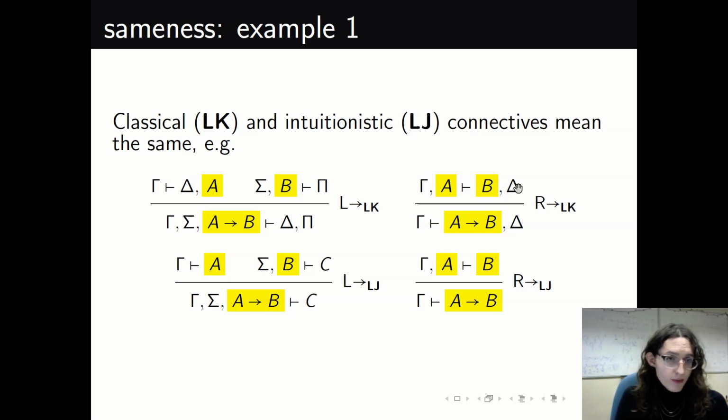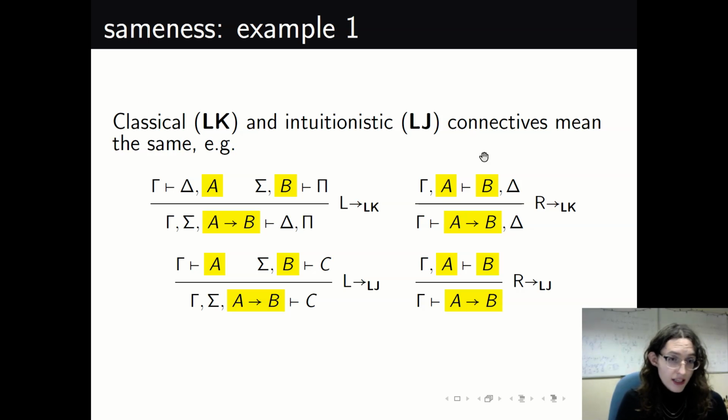Similarly, for the right rule, we have an A on the left and a B on the right in the one premise of that rule, and in the case of LJ, the same thing holds, right? So not only do we have the same active formulae, but they're also in the same spots. By the same spots, we mean they're on the same side of the sequent symbol, which we use a single turnstile for in our notation here. So the active formulae are the same.